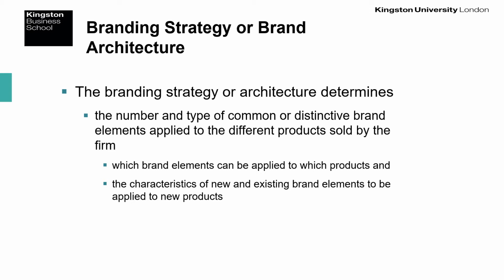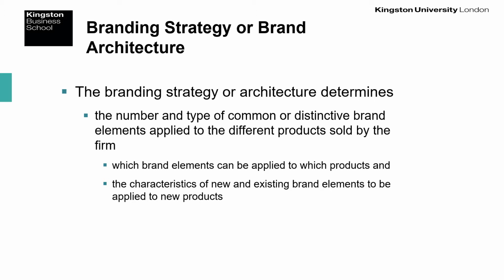In other words, how are brand elements used to either unify and pull products together so that customers will recognise them as being a sort of related family or group? Or how are brand elements used to create clear divisions between the different products and services that an organisation sells to its marketplaces? So which brand elements are applied to which products, and what are the characteristics of new and existing brand elements that would be applied to new products that an organisation introduces?